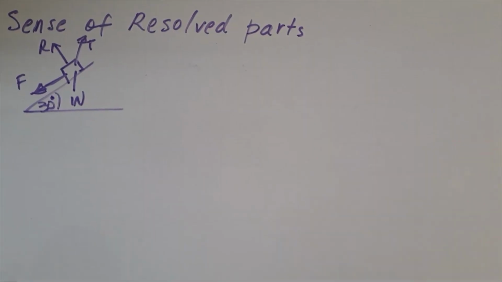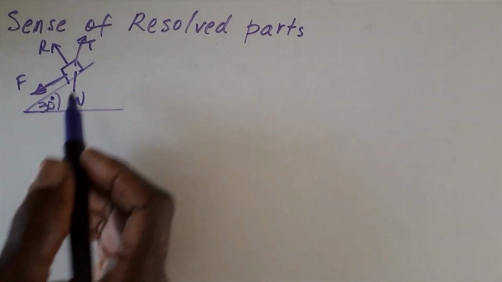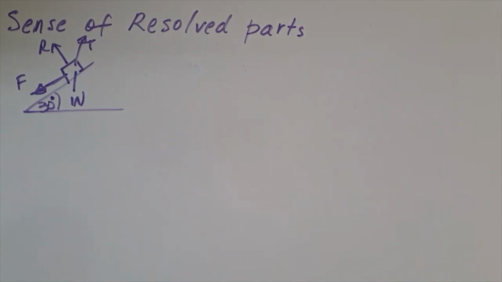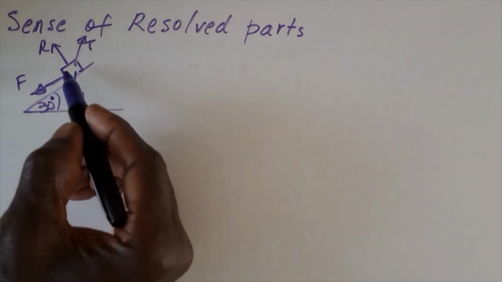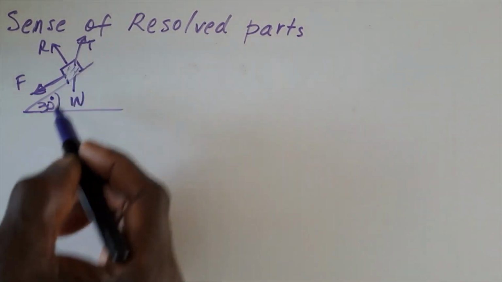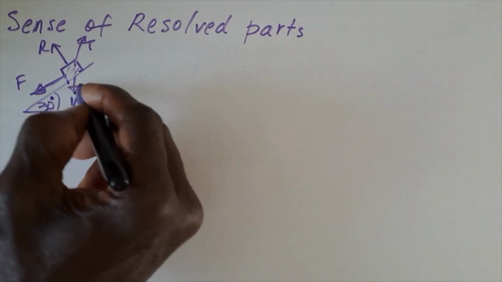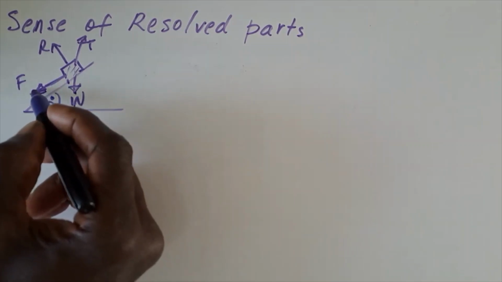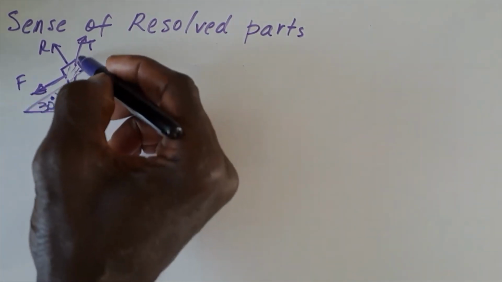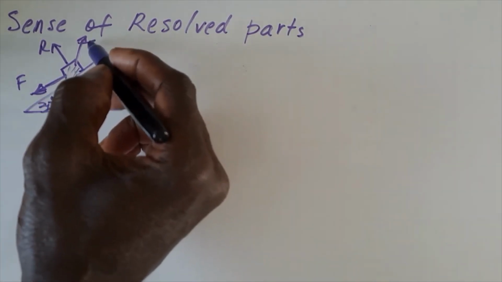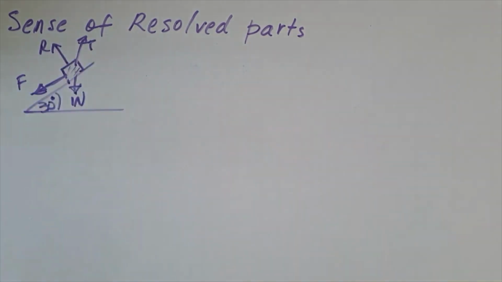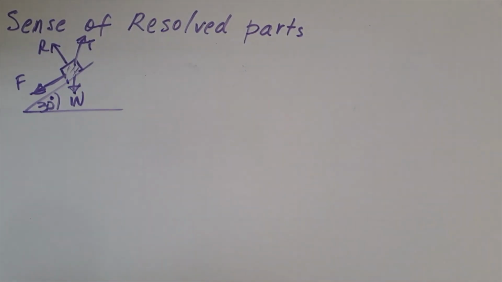Hi, today we'll talk about the sense of resolved parts or components. In a previous video, I had a problem here with a body, and we have the forces acting on it: the weight acting downwards here, the frictional force acting down the slope, the tension in this direction, and the reaction to the block or the body on the slope, R.